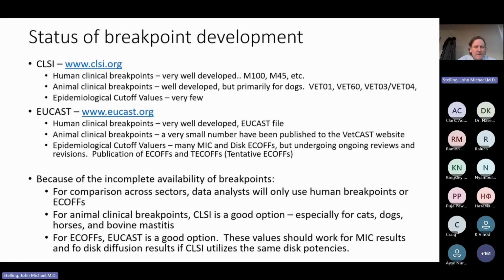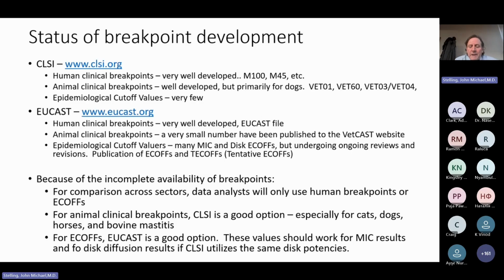One bacterial species at a time, or one antibiotic at a time. Unfortunately, you cannot download an Excel file. So we've been discussing with UCAST, can they try to get that up onto a website? Because these ECOFs are so important, but they're not that convenient in mass. You have to look them up individually.